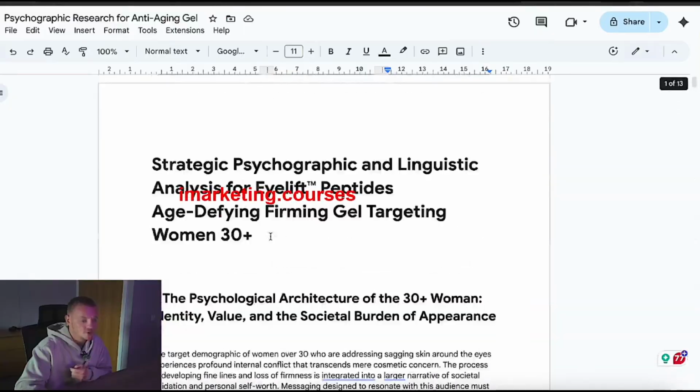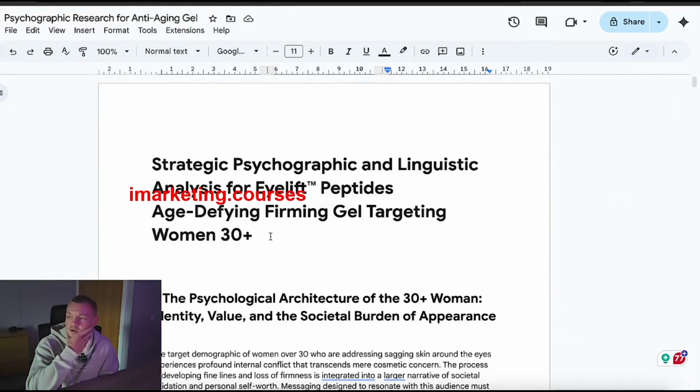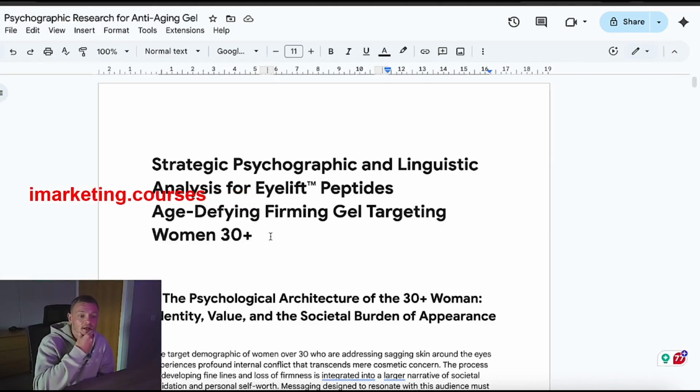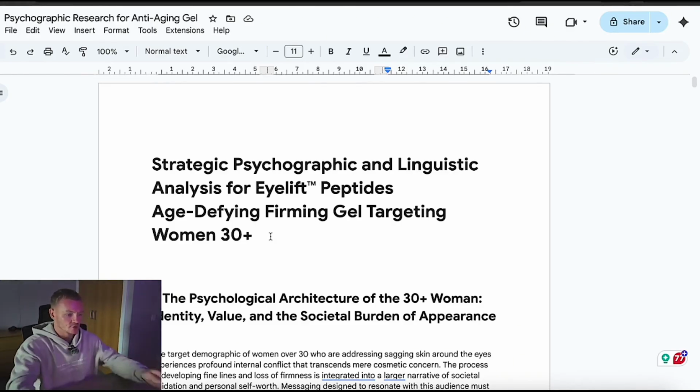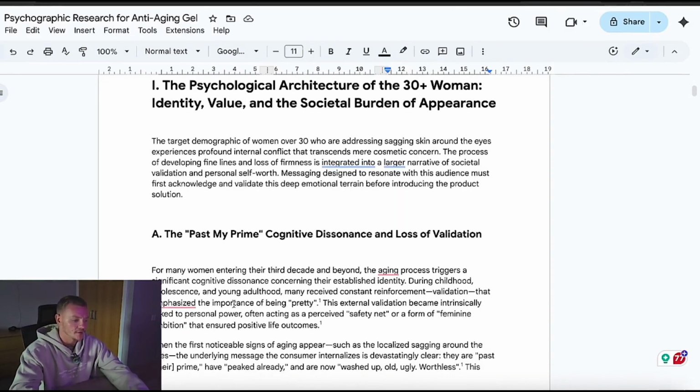Now, what I would also suggest you do, like I've said previously, I use Gemini for a lot of this, but I suggest that you do, and I still do this with some brands, is do the research on both ChatGPT and Claude. And when I go to this brief creation process, I'll throw all of the documents in there. So yeah, that is our customer language and psychographic research done. In the next lesson, we're going to be going over some competitor research.